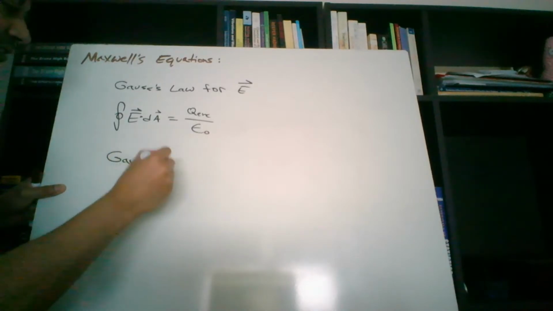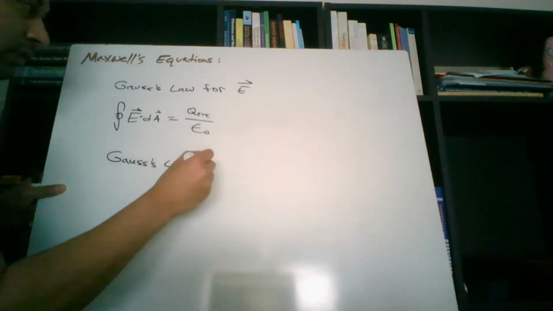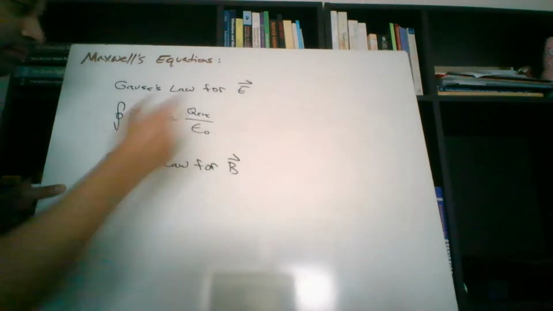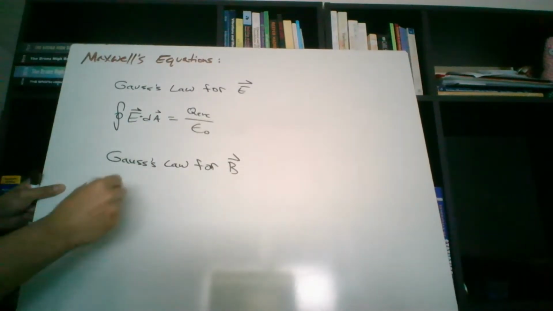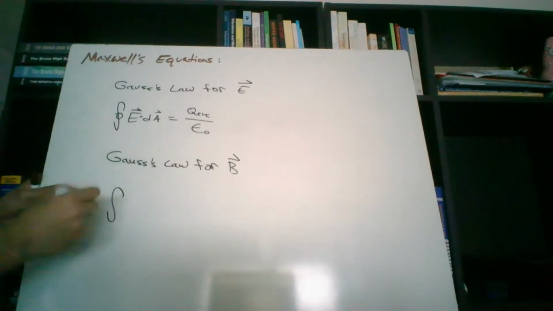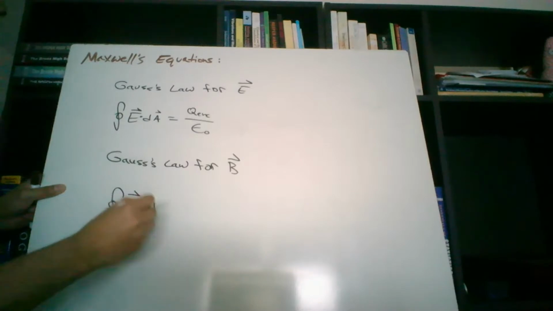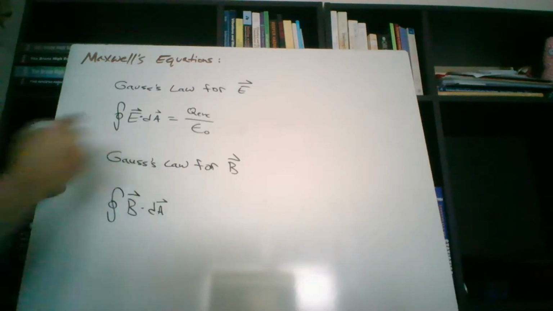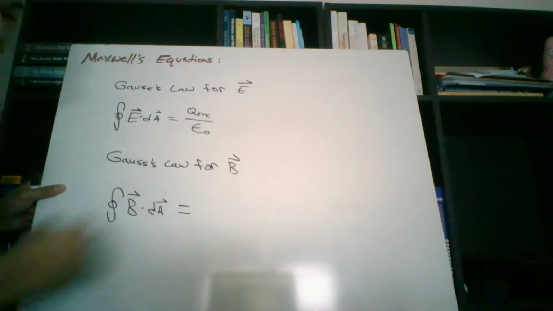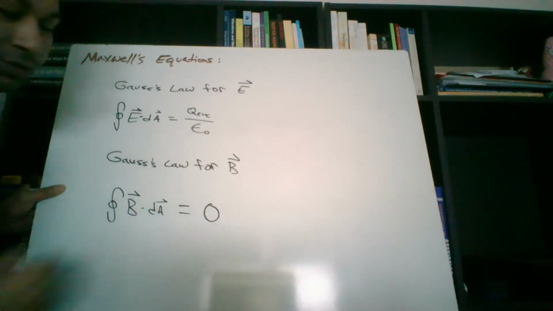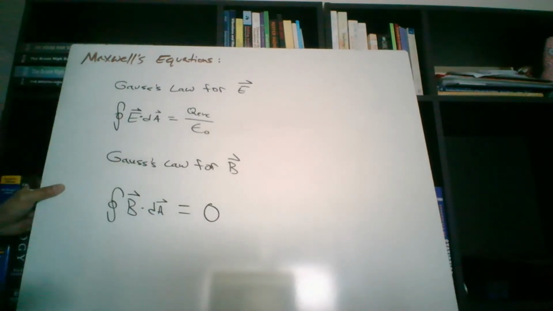Gauss's law for B. And so what's Gauss's law for B? Well, we write it the same way. The closed integral of B dot dA, just like that, and the enclosed magnetic field is equal to 0. That is the second equation.